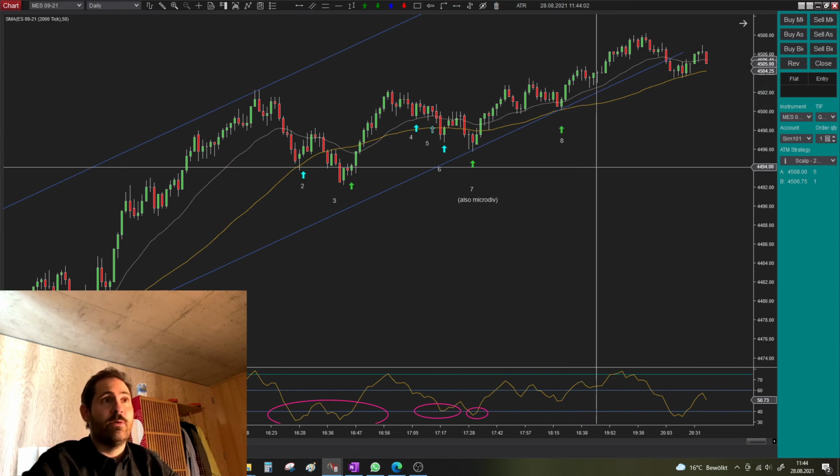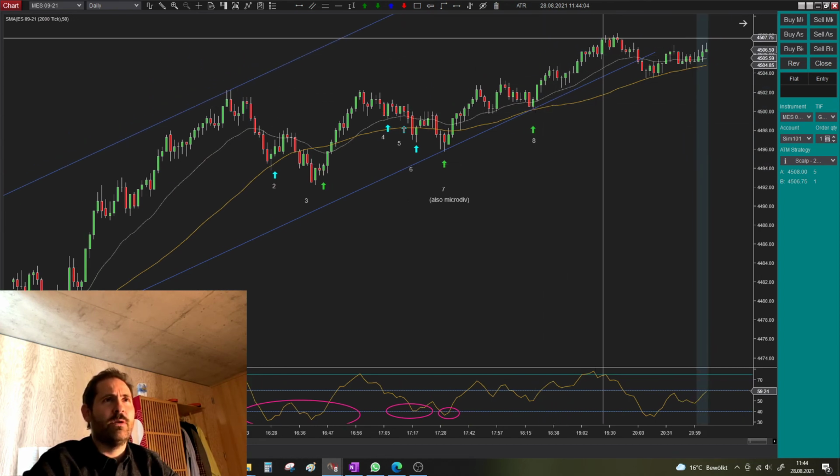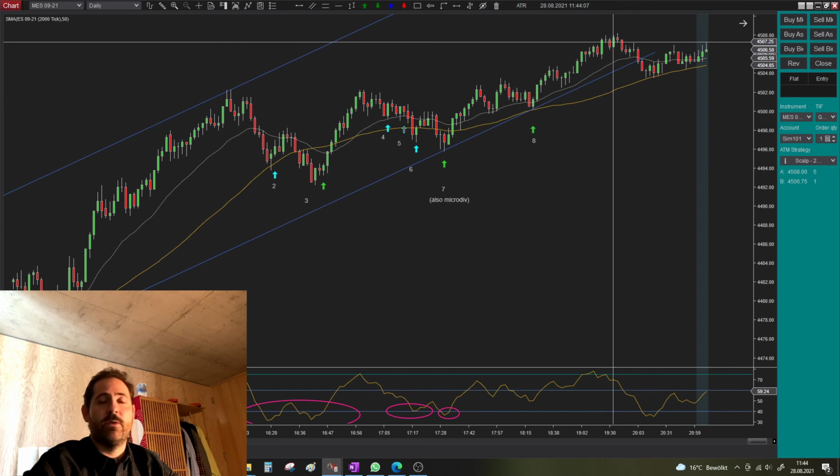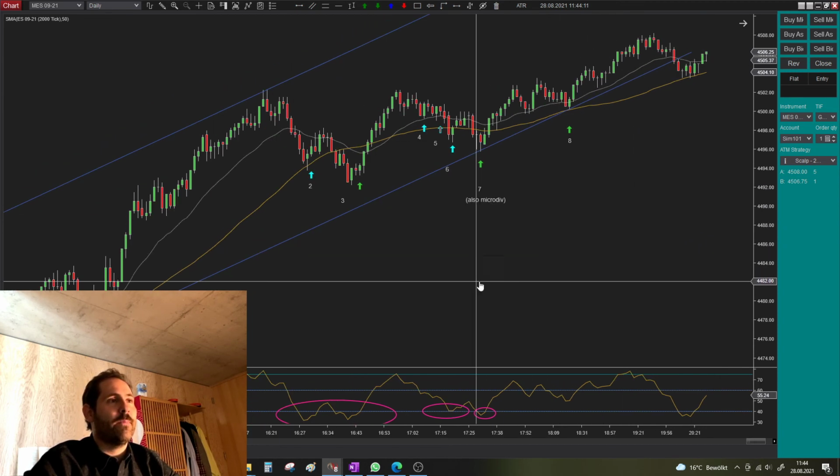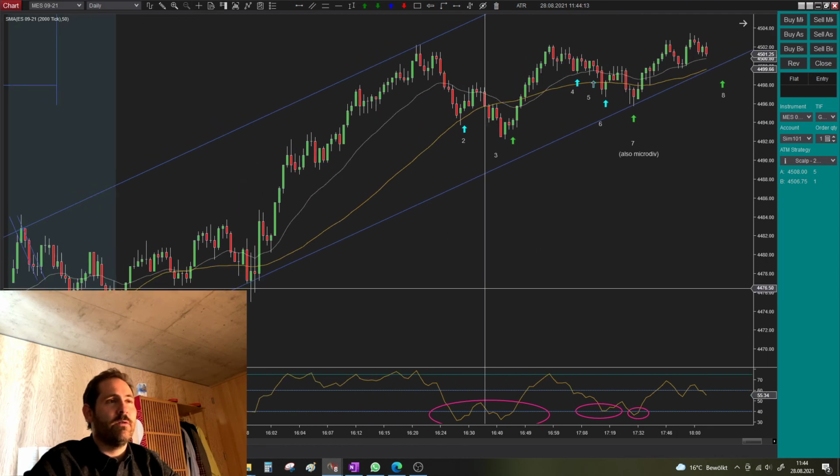But the point is, also in this second entry, because it was off the trend line, I took more than 2 points. I took, I think, up to here 7, so that's like 6 points or something. Yeah, that's all, I guess. I'll see how it works with targets and all of that.